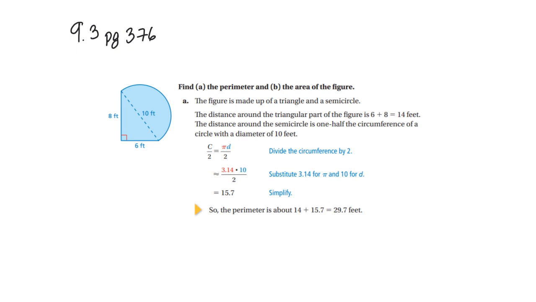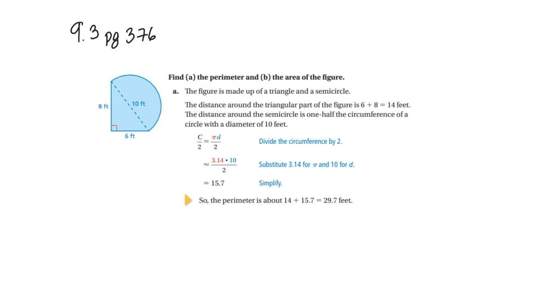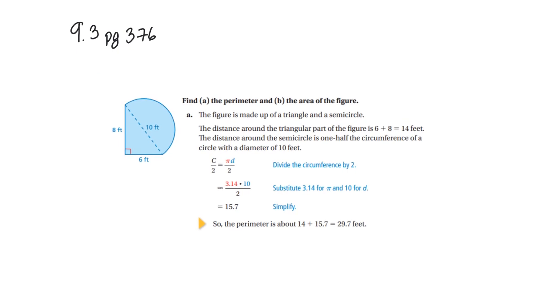So first, let's start by finding the perimeter of this shape, okay? So first thing we need to do is let's start with this circular part. What is this circular part here? What is that?